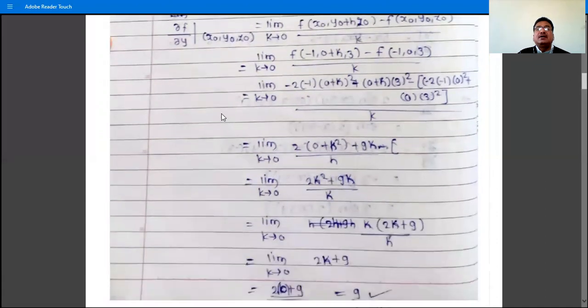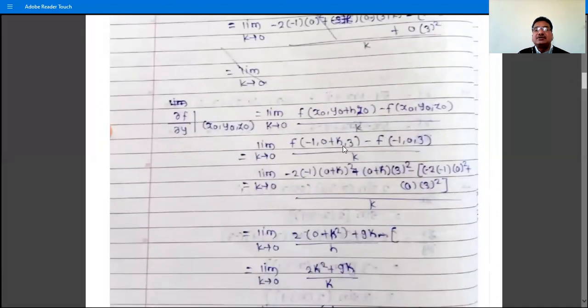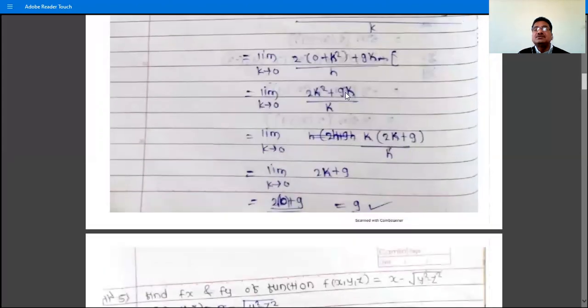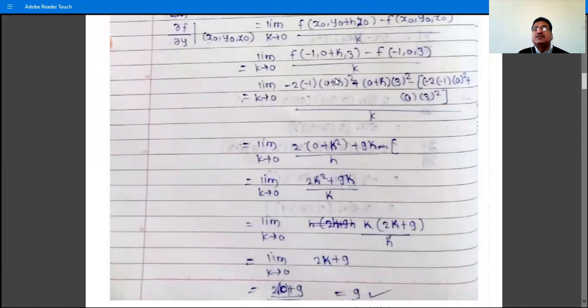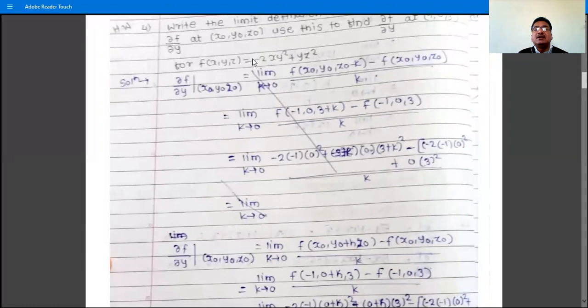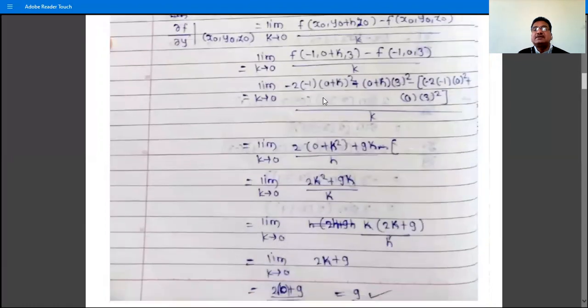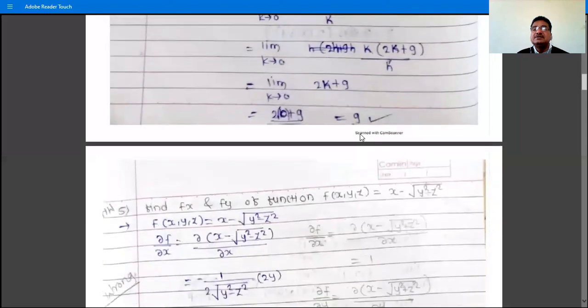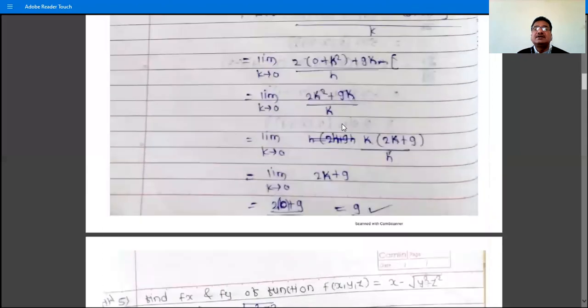So this is the partial derivative with respect to y at x naught, y naught, z naught. X naught, y naught, z naught are given as minus 1, 0, 3, so substitute that. And then the value of this quantity by using this definition, that f_y is this. So substitute x as minus 1, y as 0 plus k, z as 3. We have this answer. So after calculation, 2k plus 9, which means 9 is the final answer for the partial derivative with respect to y.